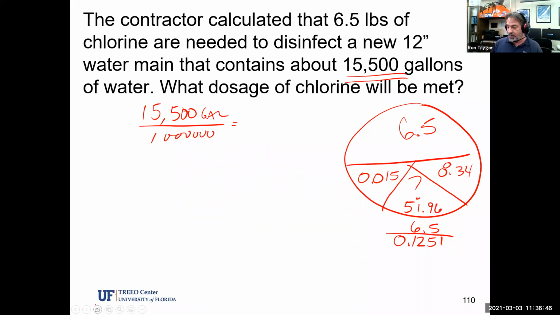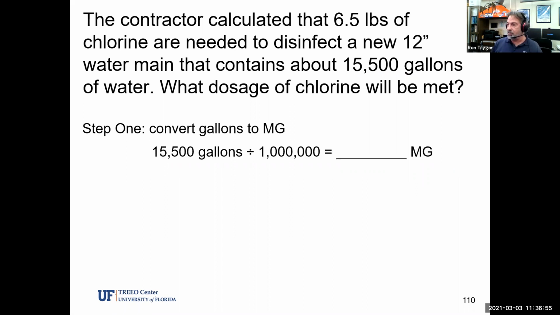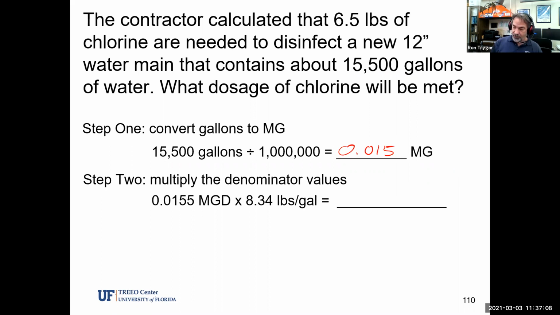So let me see how we did here. I think we have the tutorial here. Let's see what we did. Step 1, convert the gallons to million gallons, which we said was 0.015 mg. And now we multiply the denominator values, which was 0.0155. So we actually have 0.155 here. We put an extra 5 here just to carry that over.